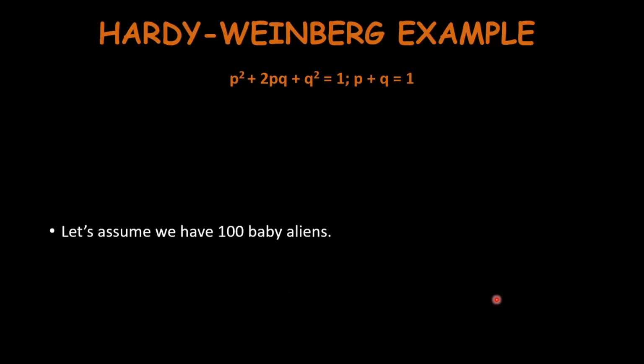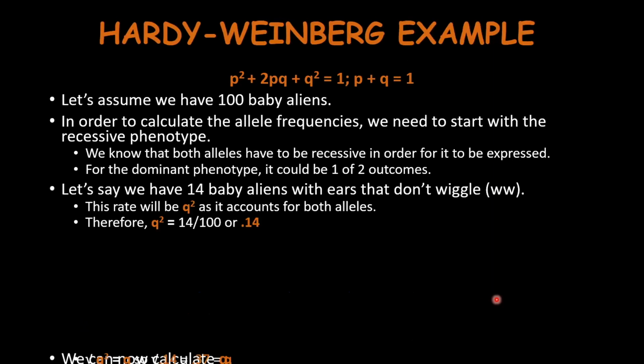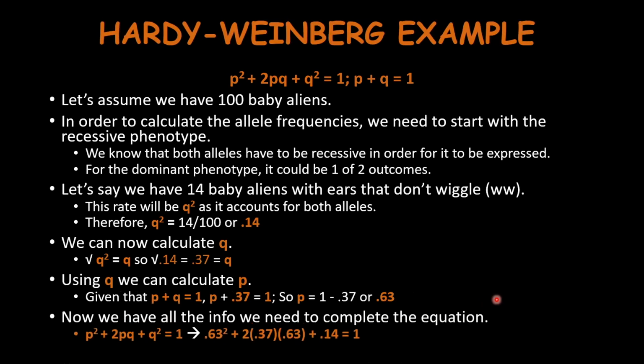So then to walk through that equation, I'm just going to get all of this up here. So we're going to assume we have 100 baby aliens. And so we're going to try to complete the equation with the information that 14 of the baby aliens have ears that don't wiggle, which we know is the recessive phenotype, right? So you need 2 recessive alleles.